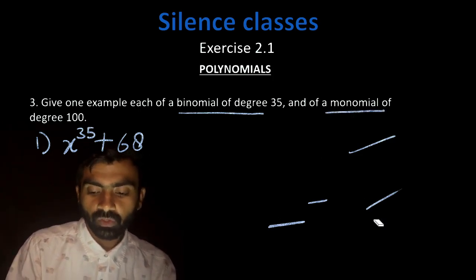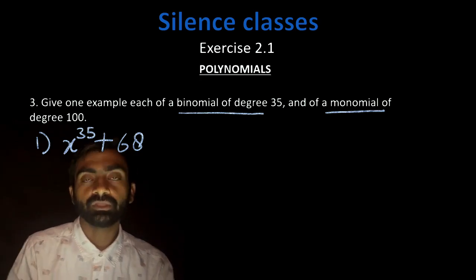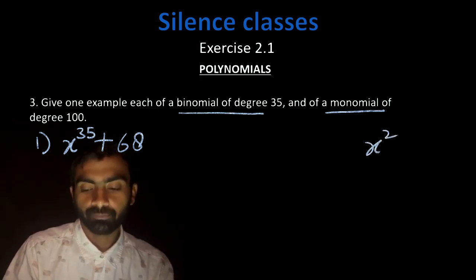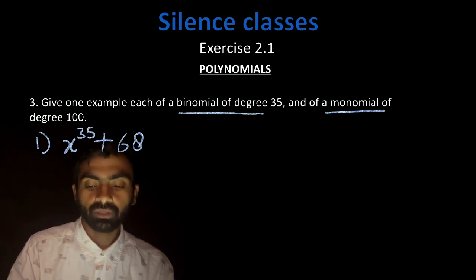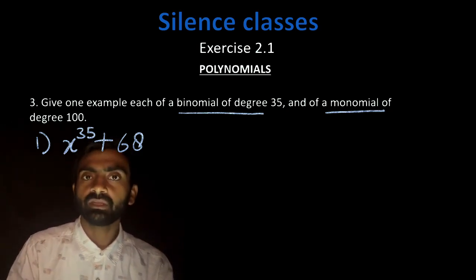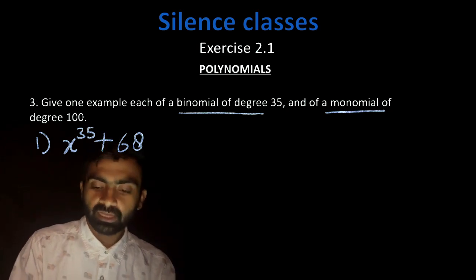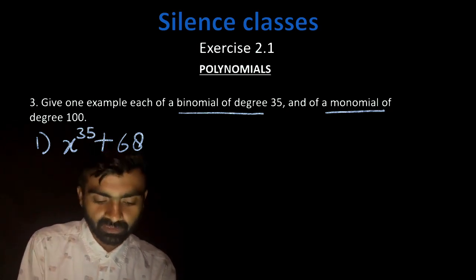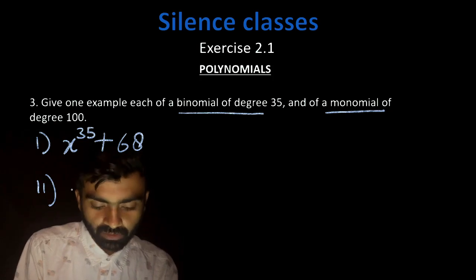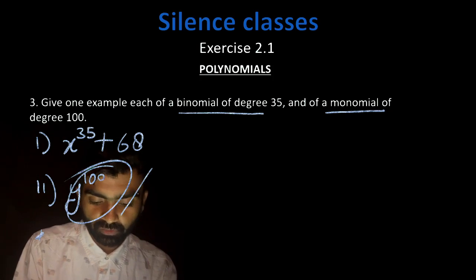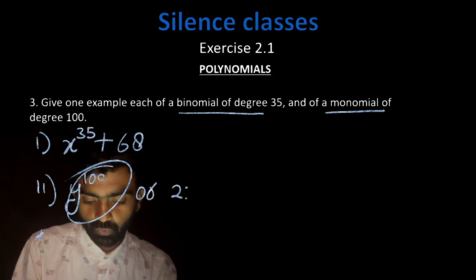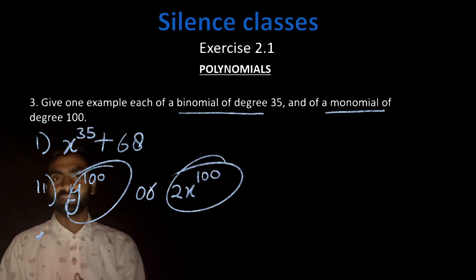A monomial is where there is only one term, like x square, x to the power 66, y to the power 38. When only one term is given, that is known as a monomial, and we have to write a monomial of degree 100. So I can write y to the power 100, or we can also write 2x to the power 100. Over here only one term is there.